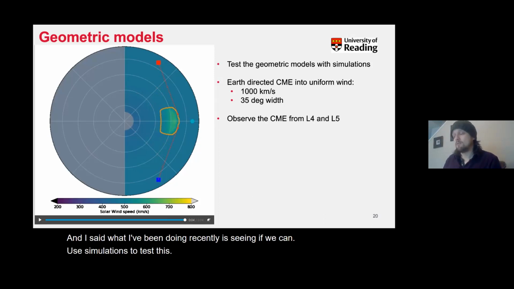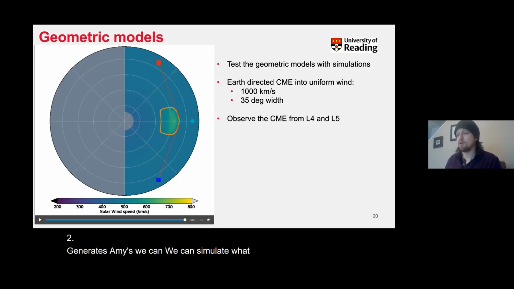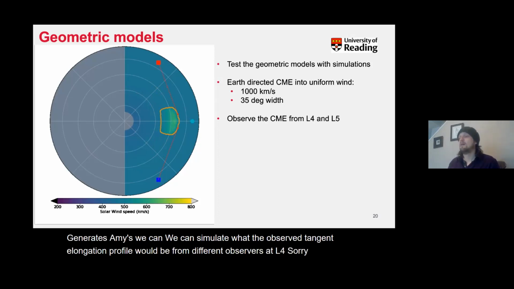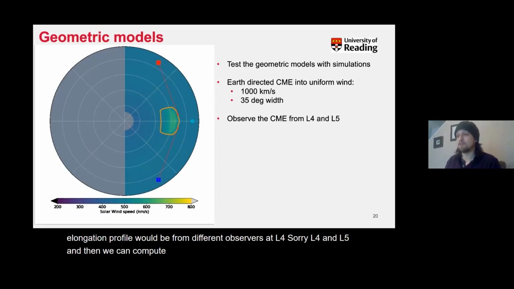So the idea is that we can use a model like HUXt to generate CMEs. We can simulate what the observed tangent elongation profile would be from different observers at L4 and L5, and then we can compute what the kinematics would be from those geometric models applied to the simulated elongation profiles.